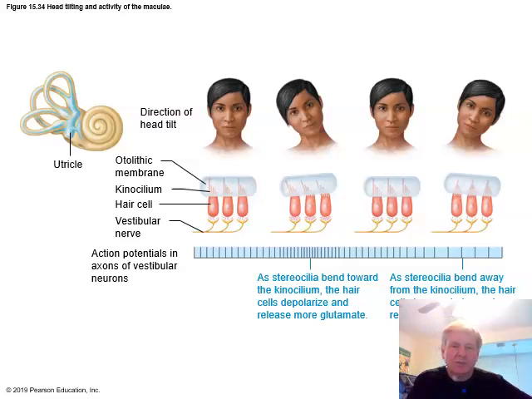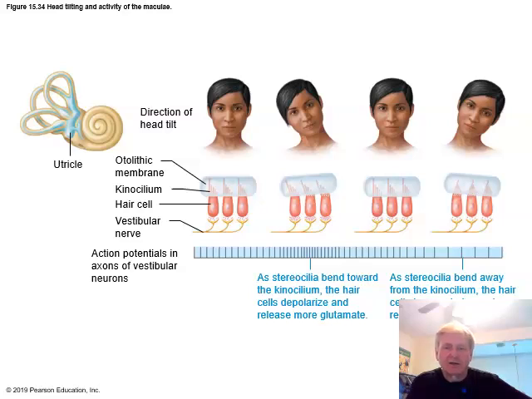So when she tilts her head, as the stereocilia bend toward the kinocilium, the tallest one, that causes the hair cells to depolarize, and she's going to release more glutamate. Then she goes back to upright where it looks like the beginning. The action potentials are spaced apart.